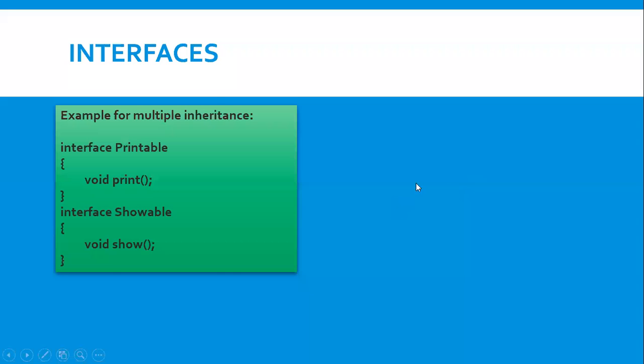Now let us see one example of interface inheritance. For example, I have created two interfaces here. One is the printable interface, another is the showable interface. The printable interface has only one method, the print method, which is abstract by default. The showable interface contains only one method called show. As I already told you, the methods you declare inside an interface are abstract by default, so there is no need to give the abstract keyword here, because they are by default abstract.